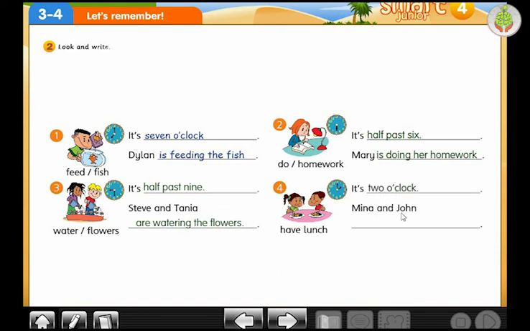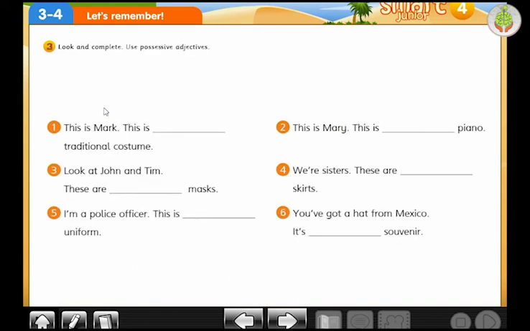We have Mina and John. What are they doing? Mina and John are having lunch. Are having lunch. Very good. Please write it down in your book. Good. Now let's jump to exercise 3. Look and complete. Use possessive adjectives. Okay. Number 1. This is Mark.